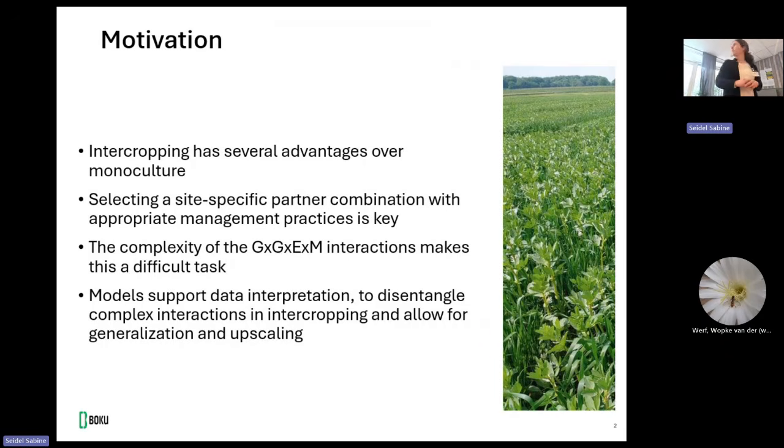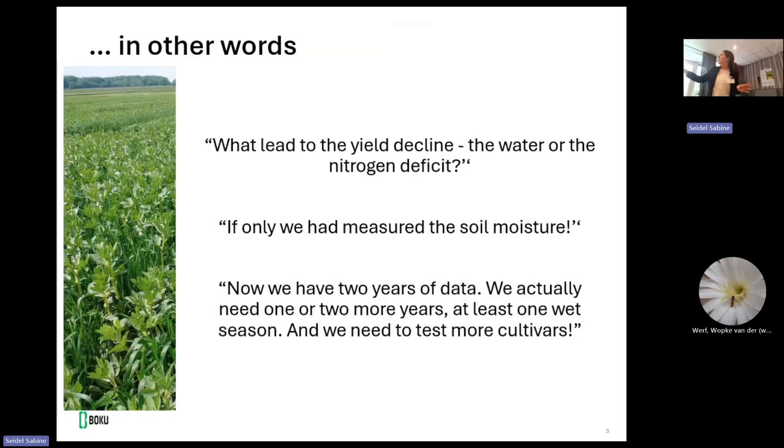Or I want to say it in other words. I have a strong background in experimentation, and these are sentences maybe all of you have heard if you've ever done field experiments. What led to the yield decline? Was it now the water or the nitrogen deficiency? Actually, we don't know. Or why didn't we measure soil moisture? It would have been so helpful afterwards. Or now we have 2 years of field data. Actually, we need 3 years. Sandy soil would have been nice, and we should have tested more cultivars. You know, these are general regrets you have within or after a project. And here modeling can help to some extent.